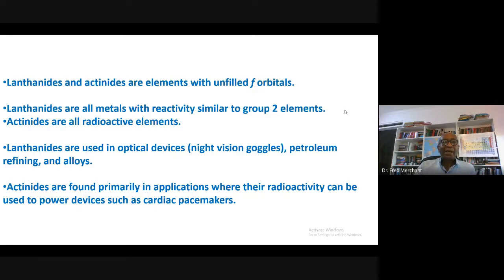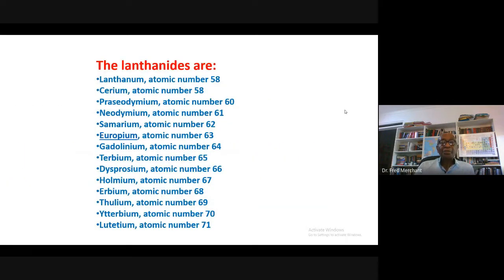At the bottom, you see actinides. These are primarily used because of their radioactivity, and they can power such devices as cardiac pacemakers. And in the space age industry, they will be used, I'm sure, otherwise. And this is just a repeat list of the lanthanides with their atomic numbers. And many of them have been given names because of where they were discovered. One day, maybe we'll have a Fiji lanthanide or some other element that's named after one of us. Maybe Dr. Sanjay Singh will find something and we can call it the Sanjium. Next.